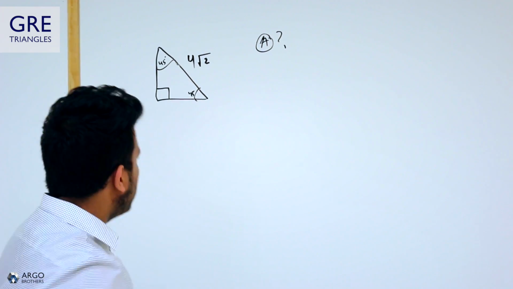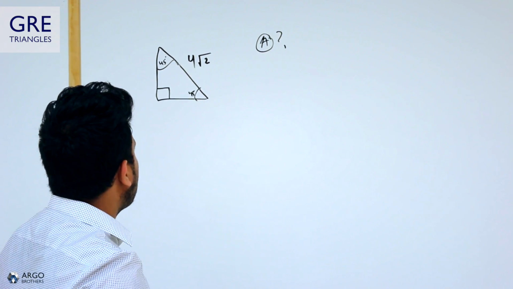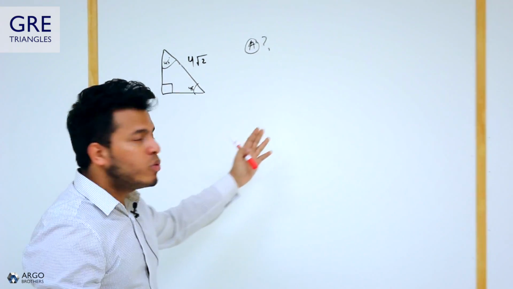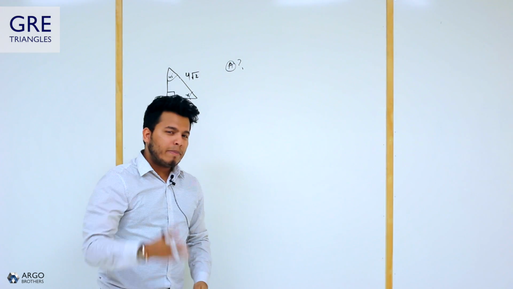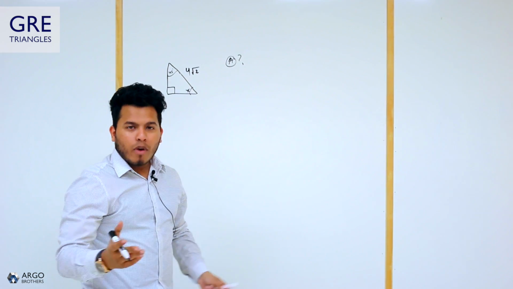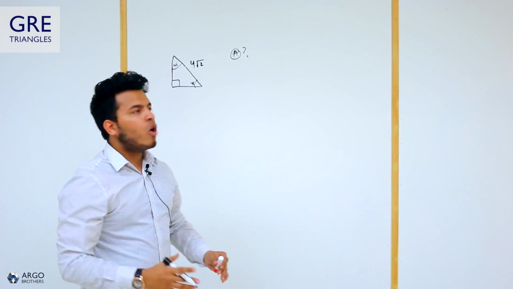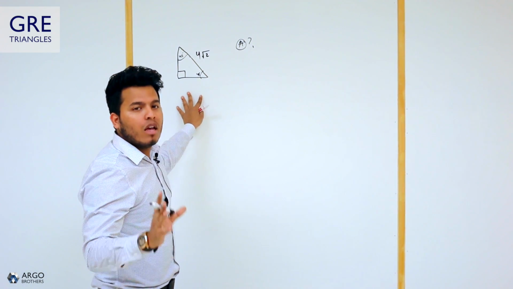Let's focus on that. How do you approach this problem? I'm only given the hypotenuse, 4 radical 2. I don't know what my legs are. It seemed like a difficult question, except it's not really a difficult question at all. You have to know what the formula is. You have to know that this is a special kind of triangle.